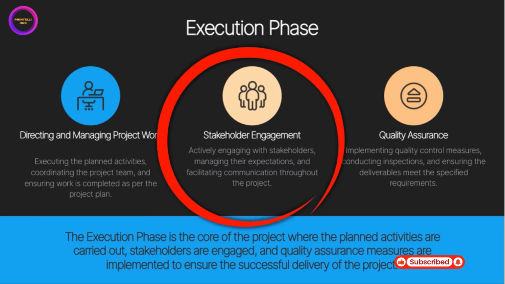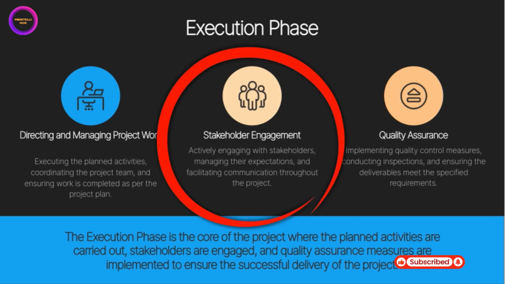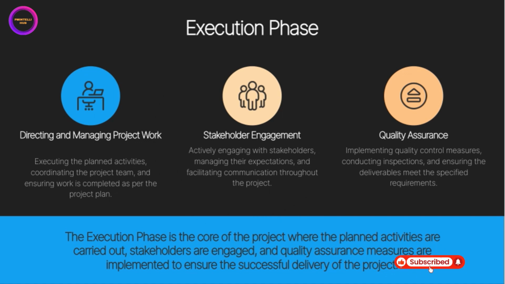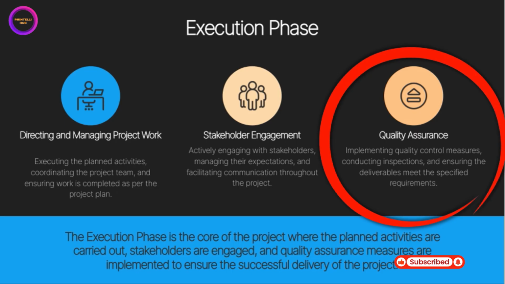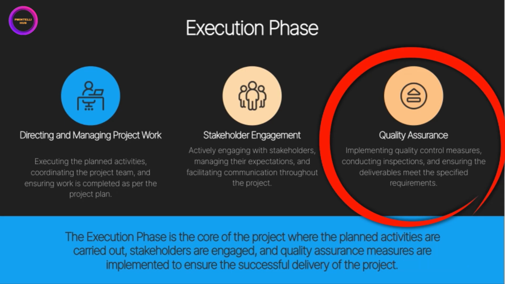Throughout this phase, maintaining open communication and managing expectations is key. We want to keep everyone aligned and informed so that there are no surprises along the way. Another critical aspect is quality assurance. We implement control measures like inspections and reviews to verify that our deliverables meet the specified requirements. This helps us catch issues early and maintain the high standards we've set.